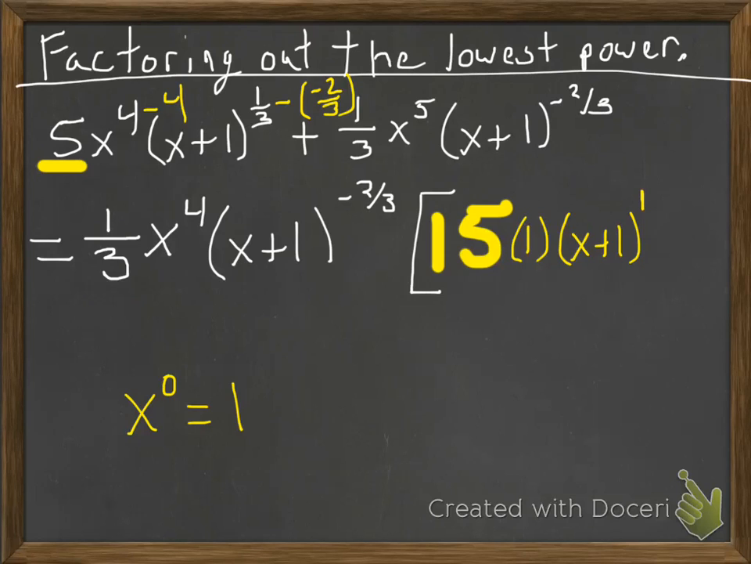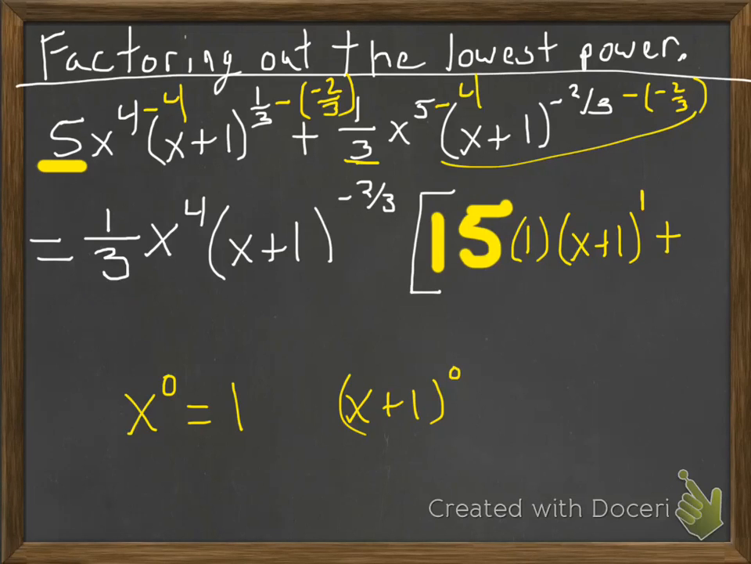Okay. Now, for the second piece, we've taken care of the one-third, and I subtracted a 4 from this exponent, because I factored out x to the 4th, and then we just factored out an x plus 1 to the negative 2/3, so that's like subtracting negative 2/3. Okay, and what this piece here is going to end up being now is x plus 1 to the 0 power. Oh, and I almost forgot, I got an x to the 1st power here, because the x to the 5th minus 4, and x to the 0 is just 1. Okay, and that's everything that's happening right here when we go on to this next step.